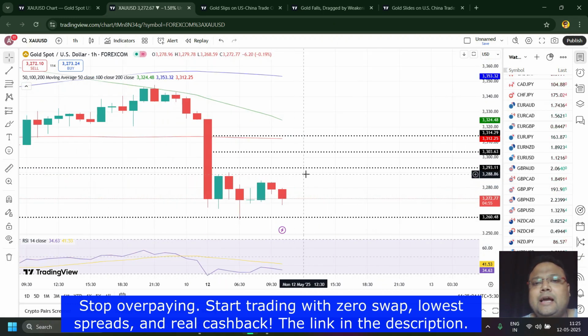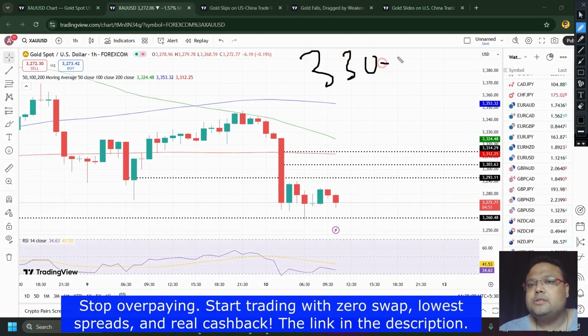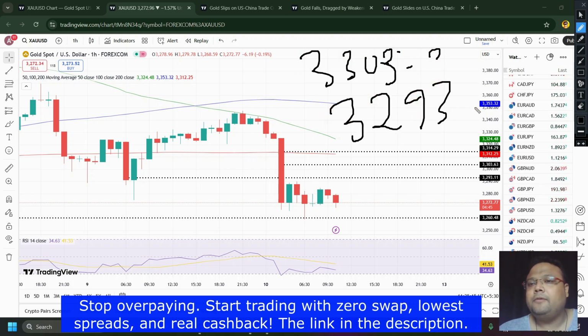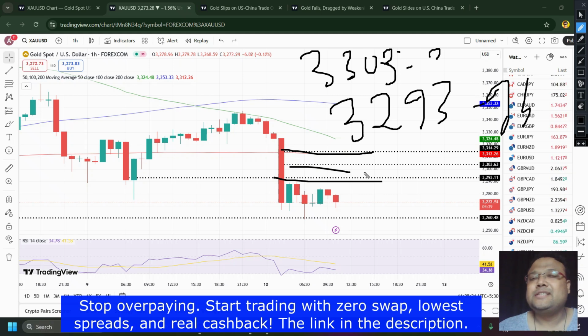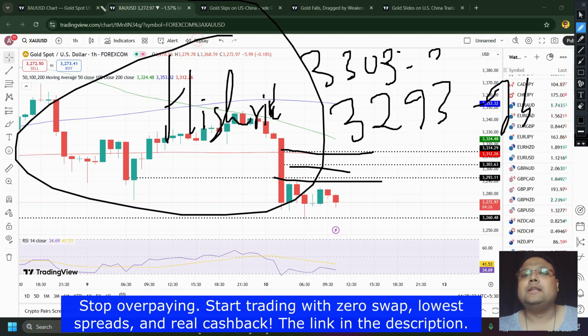You can also see that I have drawn a few other lines here, around 3303 and 3293-3294. You can see that these are two levels on the chart of gold where we can look for a sell position. But as I said, there are gaps. So if the market shows price rejection from above, then we can look for a sell around this area. But keep in mind, these are high risk levels.